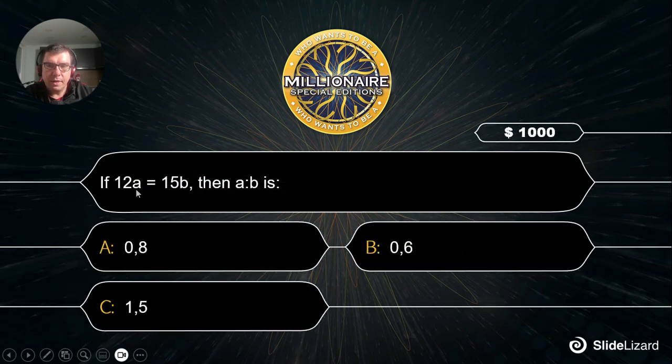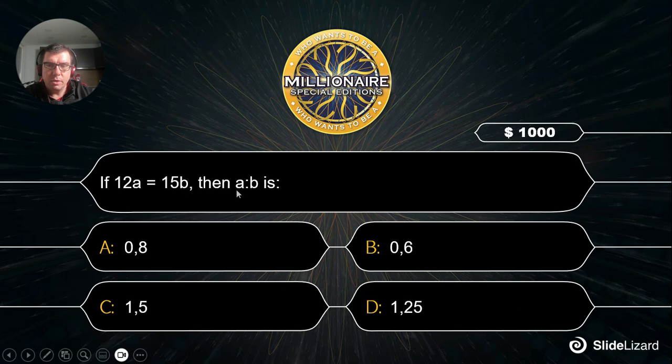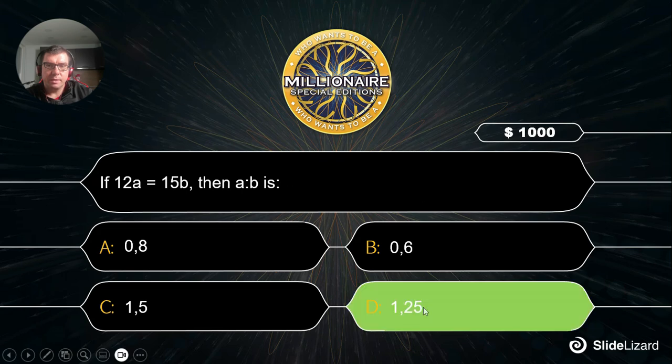If 12a equals 15b, what is the ratio of a to b? Did you find D again? 1.25. That is correct. B will go on the left side with division, so it will become 12a over b equals 15. 12 will go on the right side with division, so a over b will be 15 over 12, which is 1.25.